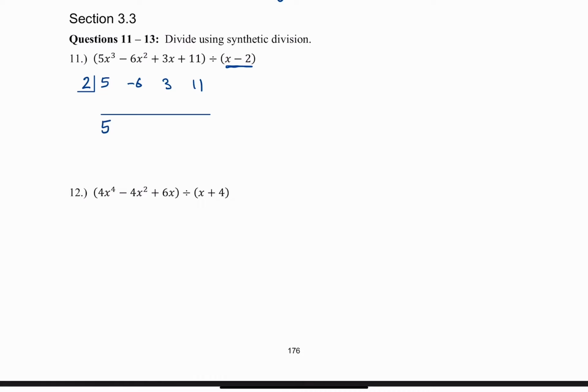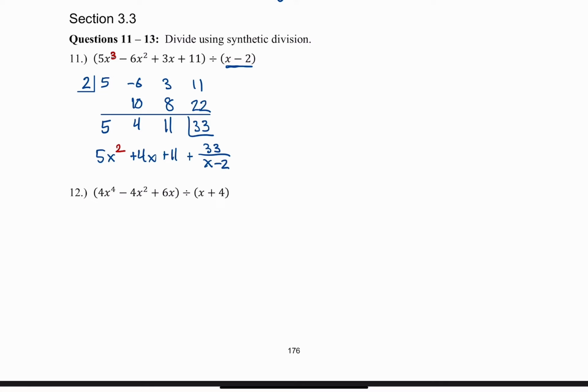Leading coefficient comes down, so I drop the 5. I multiply 2 times 5 to give me 10. The product goes in the next column, and then I add down the columns, so that's going to be 4. Repeat, 2 times 4 is going to give us an 8. Add to get 11. 2 times 11 is going to give us a 22. And add to get a 33. I always like to box in this last one, as it indeed is our remainder. Remember that we do reduce the power by 1, so it's now going to be 5x squared plus 4x plus 11 plus 33 out of x minus 2.